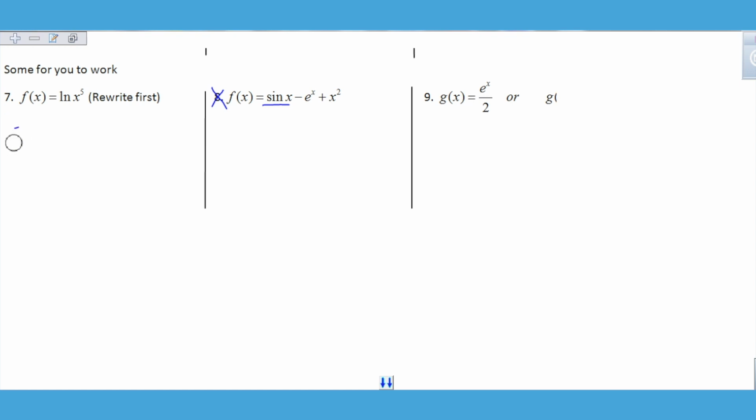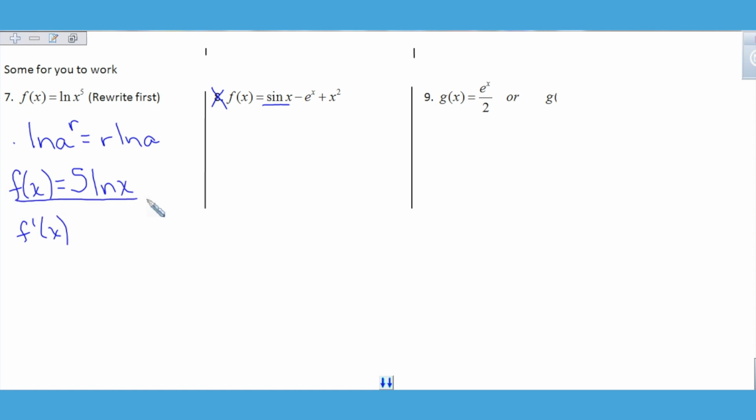Now, number 7 requires us to know another log law, and that is if you have natural log of a to the r, that can be written as r natural log of a. And the reason we do that is because when you rewrite it like that, you pull that 5 up front, and you end up with a constant times a function you know the derivative of. So to find f prime is really easy. Now notice that this is not the derivative. I'm rewriting it so it's easier. I like easy.